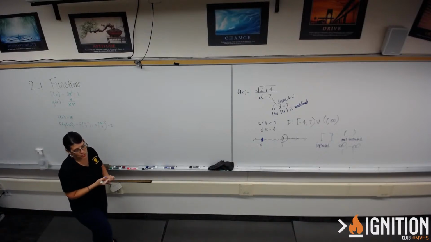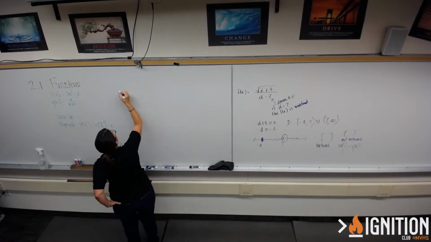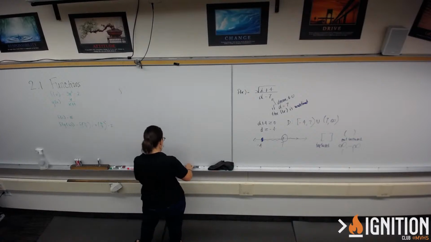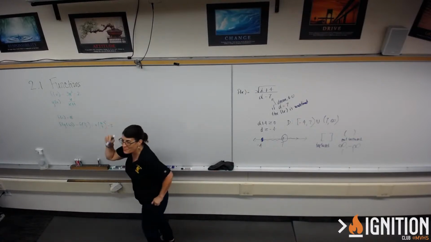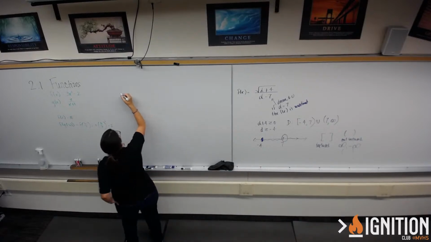Funky notation that you're going to see is this. Oh, that's a bad color. That is a bad color. Well, it's not really a bad color. It's just a bad color on the board.